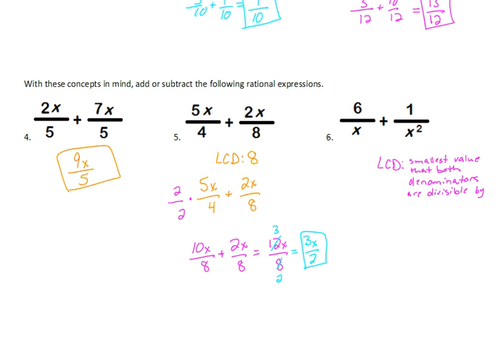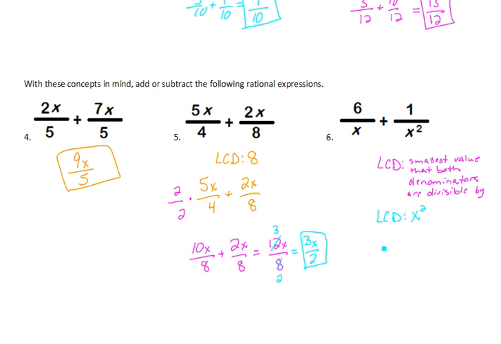So what is the smallest value that we can divide both of these by? It's actually x squared, because x squared divided by x squared is just 1, and x squared divided by x is just x. So in our situation, our LCD is x squared.